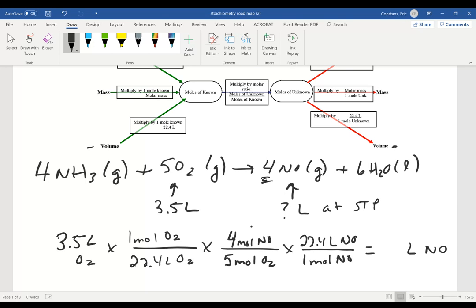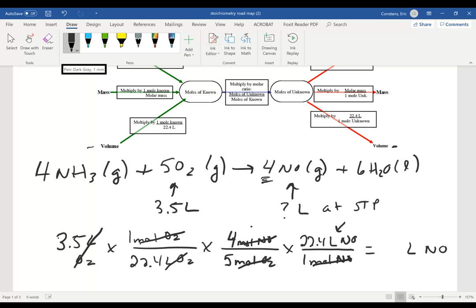So we can check that our units cancel, liters of oxygen cancel, like that. Moles of oxygen cancel. Moles of nitrogen monoxide cancel, and we're left with liters of nitrogen monoxide, which is what we're looking for. And then we're just going to multiply across 3.5 times 1 times 4 times 22.4, then divide it by 22.4, and divide by 5, and then divide by 1.